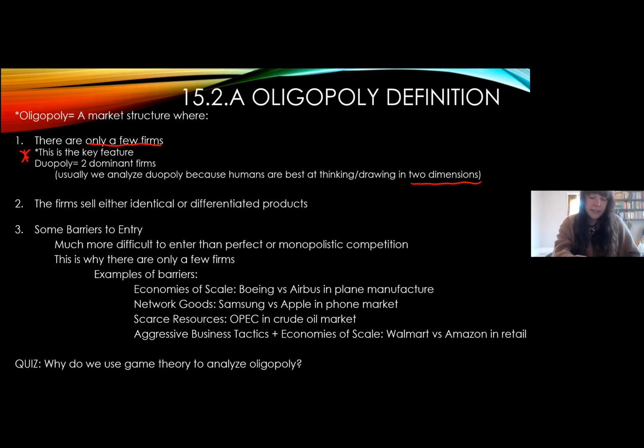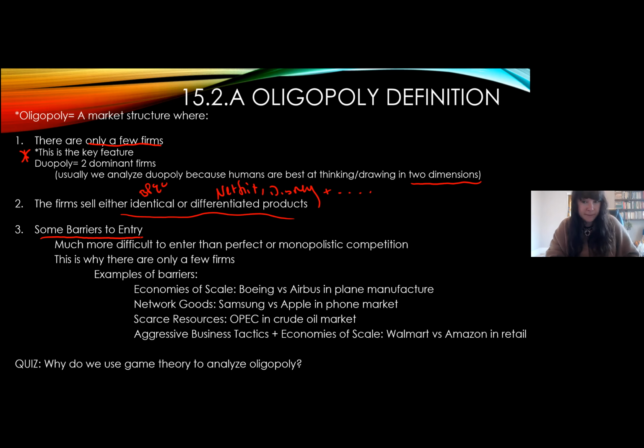And remember, the product type is not that important. It could be like OPEC, where they sell identical product, the crude oil is all the same, or it could be like Netflix, Disney Plus, Hulu, streaming, where the product is really differentiated and they're competing based on their original content. The reason why there are only a few firms is that there are some barriers to entry.